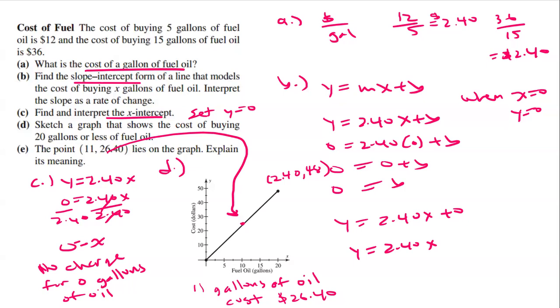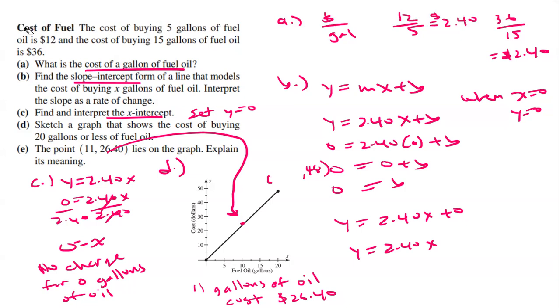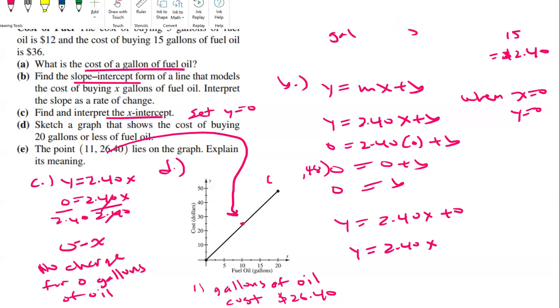Thank you for that. That's correct. This should be (20, 48), not $2.40. This should be (20, 48). Thank you.